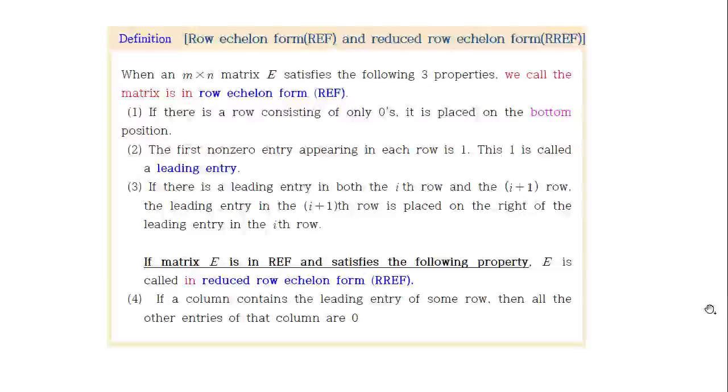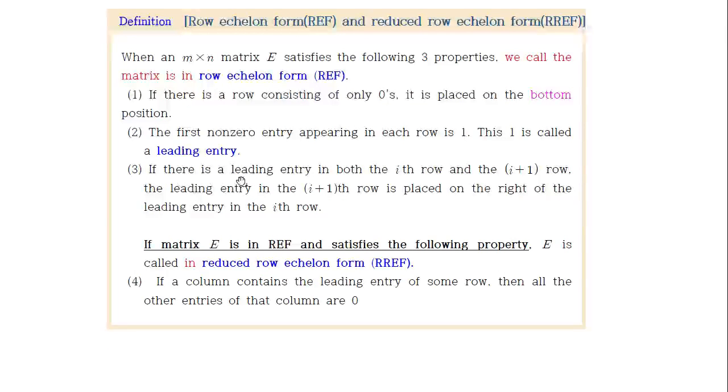So he gave a name for that special type form of matrices. When an n by n matrix E satisfies these following three properties, that matrix is called in row echelon form, REF. The first: if there is a row consisting of only zeros, if you have zero rows, then it is placed on the bottom position. And the first non-zero entry appearing in each row should be 1. We call this a leading entry, leading non-zero entry.